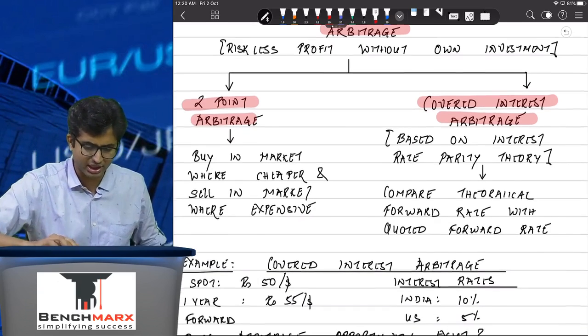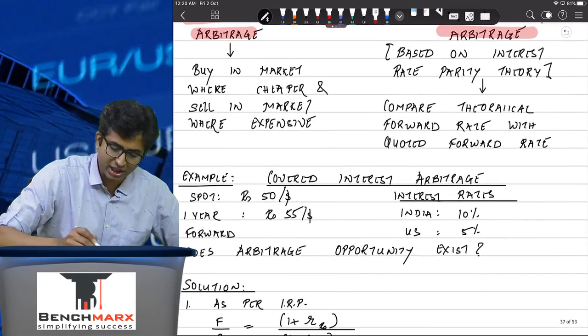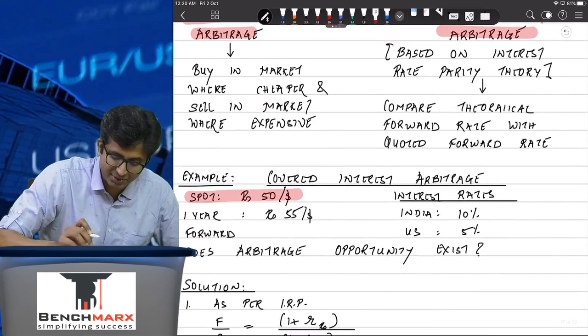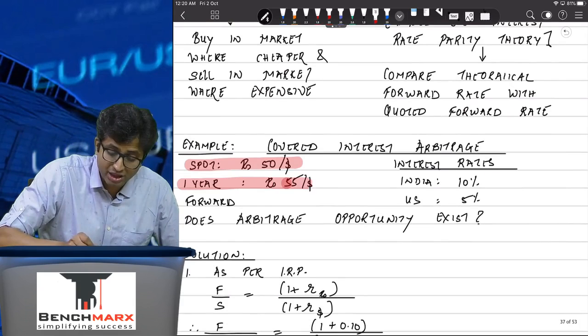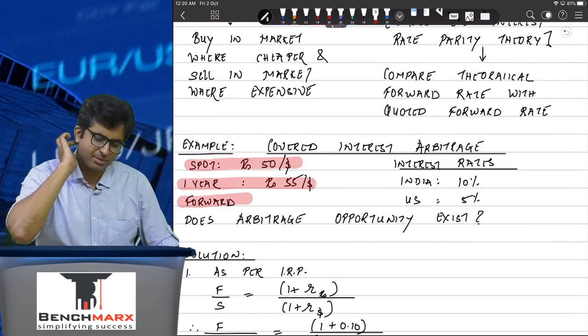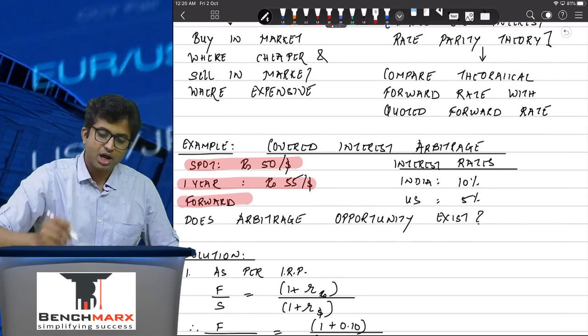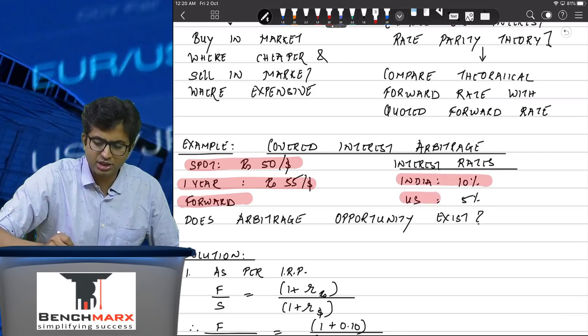So let us take an example for this. Let us say the spot rate is rupees 50 per dollar and the 1 year forward rate as quoted by the bank is rupees 55. Interest rates in India are 10% and in the US are 5%.